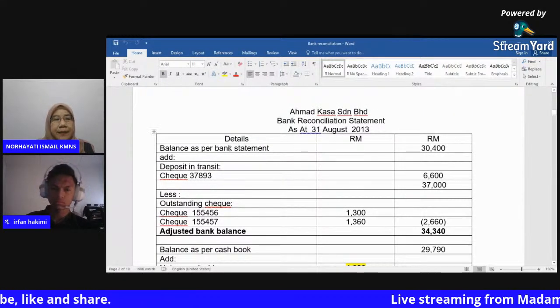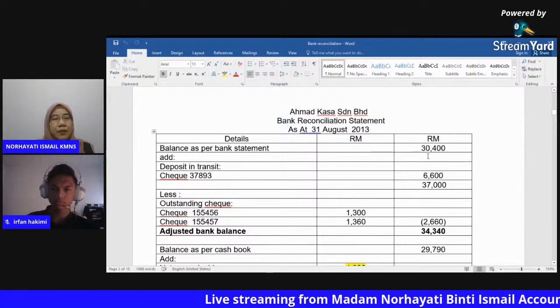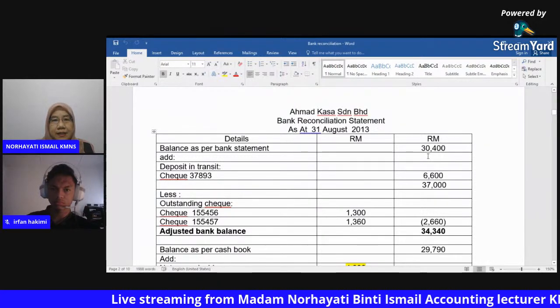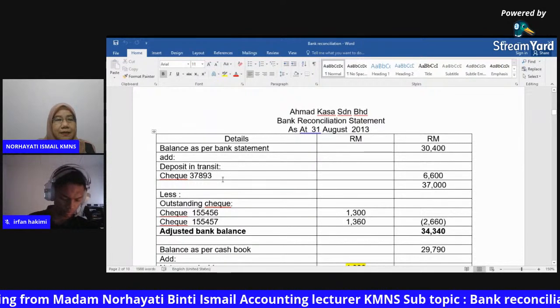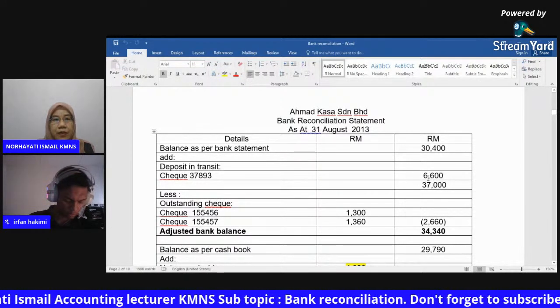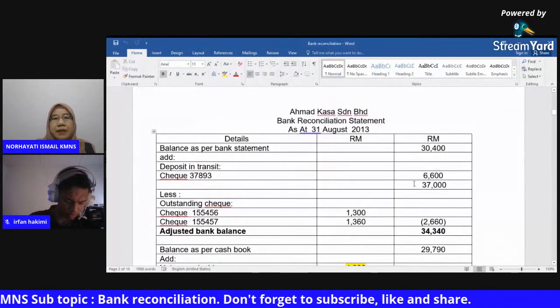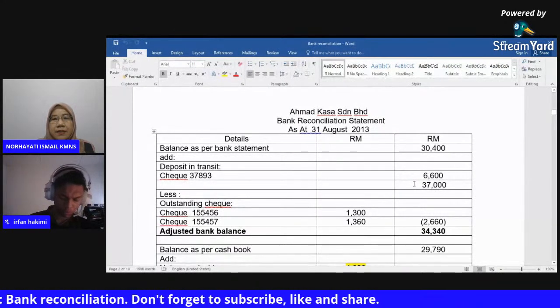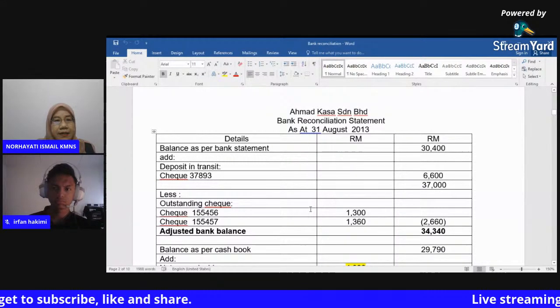So balance as per bank statement 30,400. The one we take is the ending balance of the bank statement. We have to add check. This one we have recorded in the cash book but not in the bank statement. So we have to add deposit in transit. The amount is 6,600.